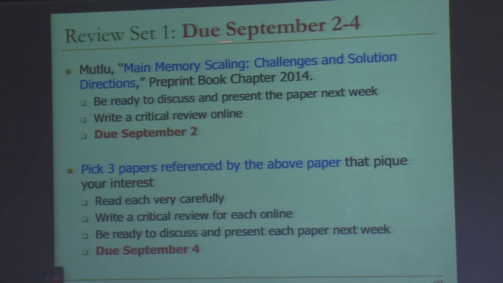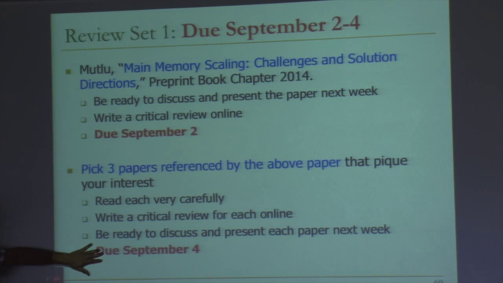And since you'll have a lot of time to read, I'd like you to pick three papers referenced by this book chapter that pique your interest. You can choose them with any algorithm that you would like to use. You can do a random selection. But three papers that are referenced by this paper. Read each very carefully, just like you would do this one, and write a critical review for each online. And again, be ready to discuss and present each paper, probably not next week, but the week after that. Maybe next week also, depending on how things go. And this is due September 4th.